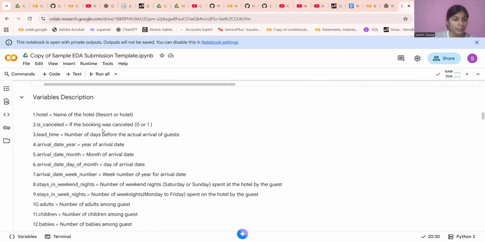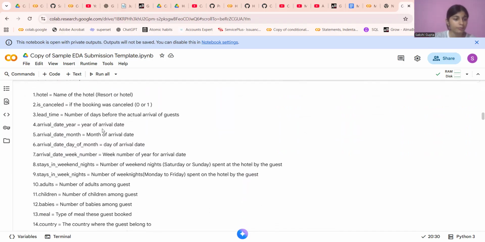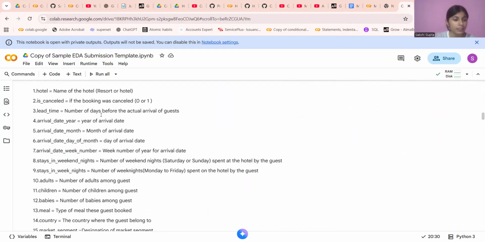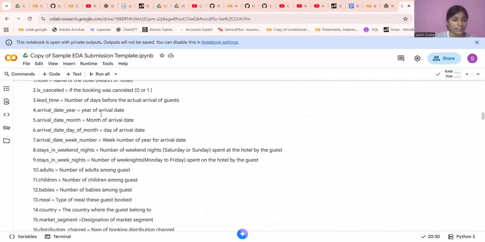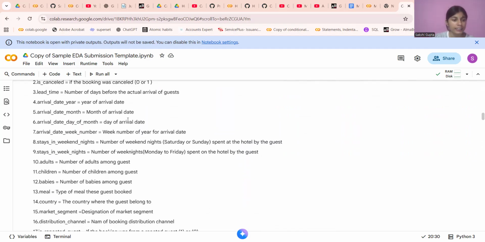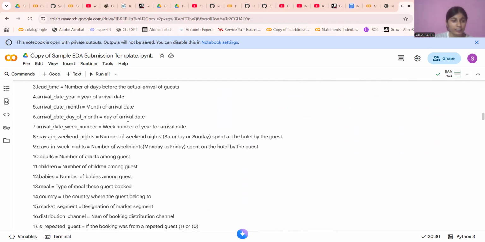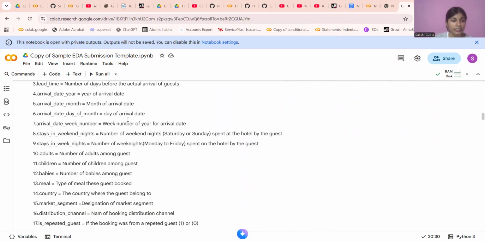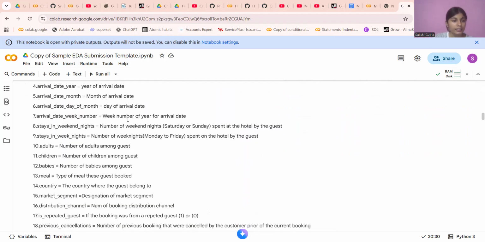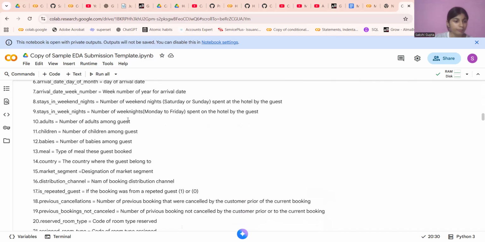Now variable description. Hotel, the name of the hotel. Is cancelled means if the booking was cancelled then 0 or 1. Lead time, the number of days before the actual arrival of the guest. Arrival date year means year of arrival date. Arrival date month means month of arrival date. Arrival date day of month is day of arrival date.